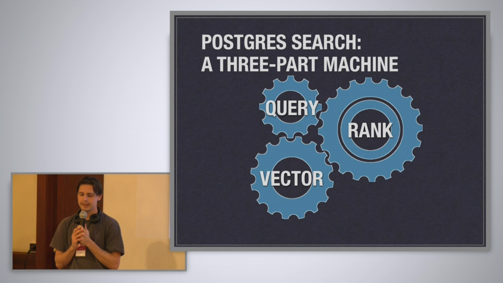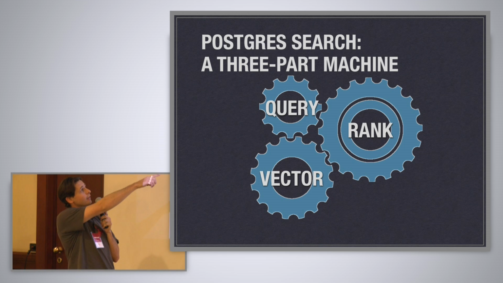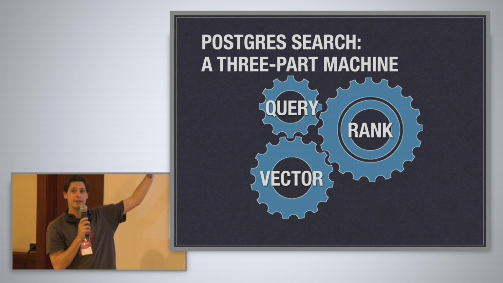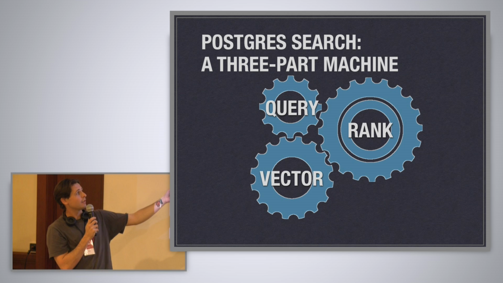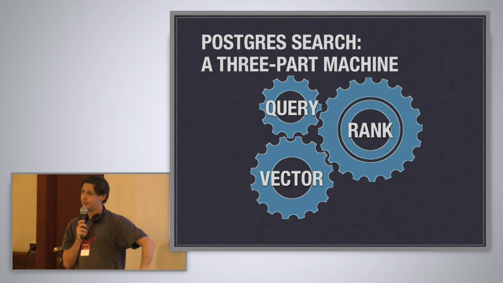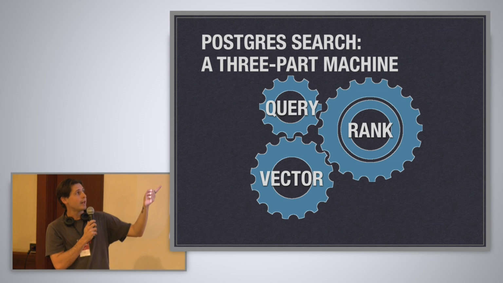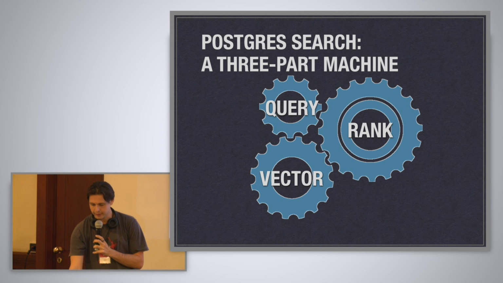So let's talk about the mechanics of Postgres search for just a little bit. I like to think of it as being this three-part machine. And the three parts are, as you can see, the query, the vector, and the rank. The query is going to be the thing which interfaces with the text that the user inputs each time, whereas the vector is going to be the thing which interfaces with our documents, the underlying data that we're searching. And the rank is going to be the thing that compares the query and the vector and determines the relevance of those two things to one another. So we'll start with the query.